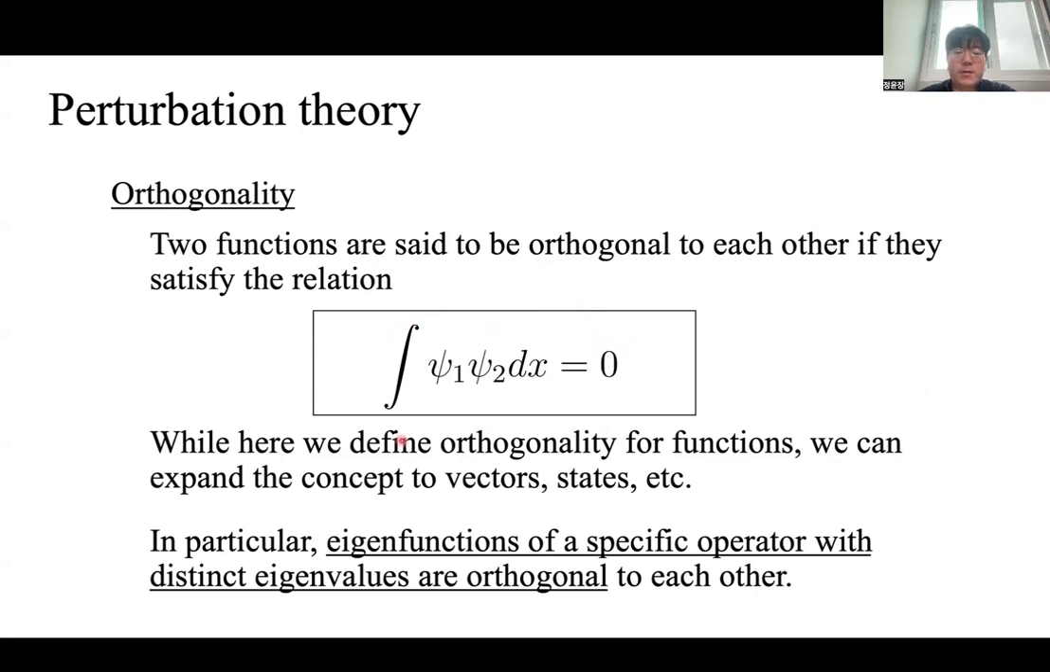But the other reason this is useful in quantum mechanics is that it turns out that eigenfunctions of a specific operator with distinct eigenvalues are automatically orthogonal to each other. This is a quantum mechanical principle. So this allows us to reduce the amount of math that we need to do when we go through quantum mechanics, as we'll see later on when we talk about perturbation theory.